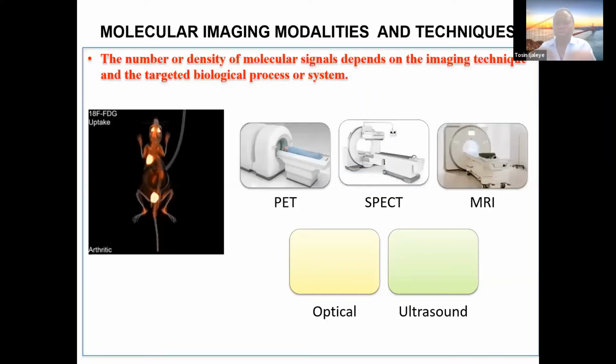Okay, so for the molecular imaging modalities, we have several techniques. We have the PET techniques, the SPECT techniques, the MRI techniques, the optical imaging techniques, and we also have the ultrasound techniques. Those are the major imaging techniques that are being used for molecular imaging. And these images are based on the number or the density of the molecular signals, which depends on these techniques at the targeted biological process, or at the targeted biological system.